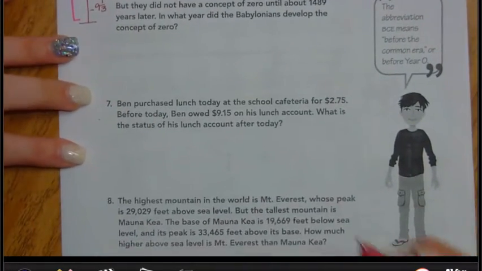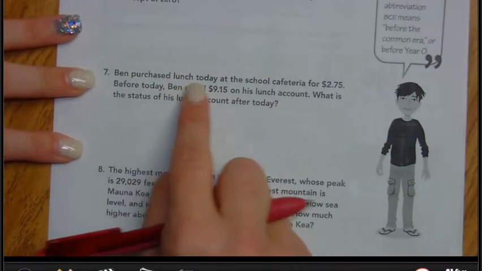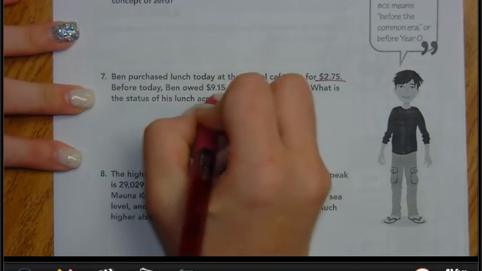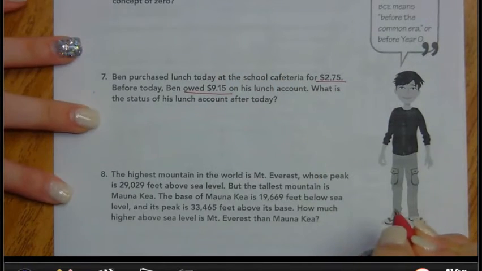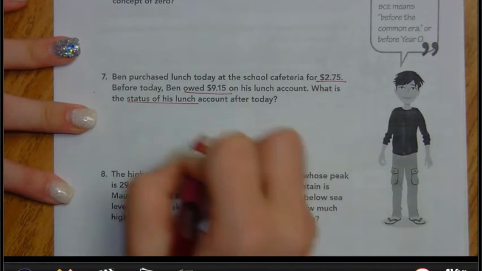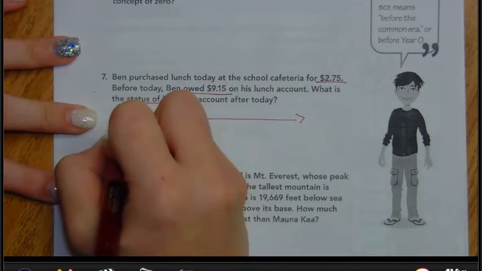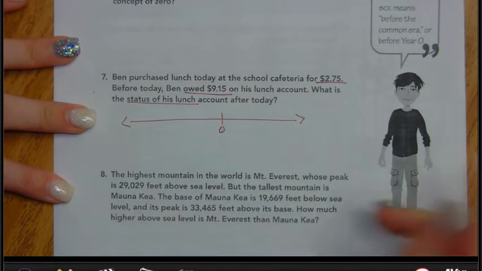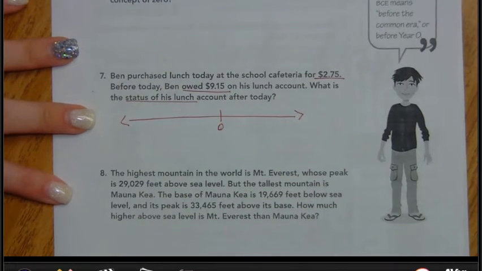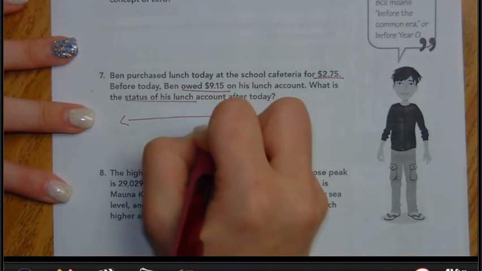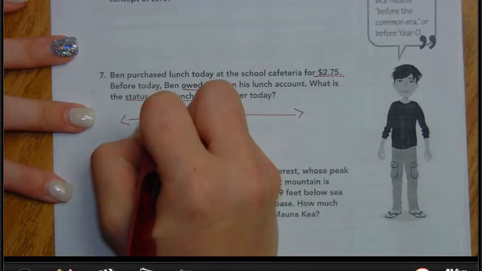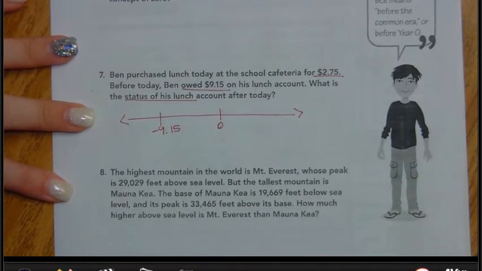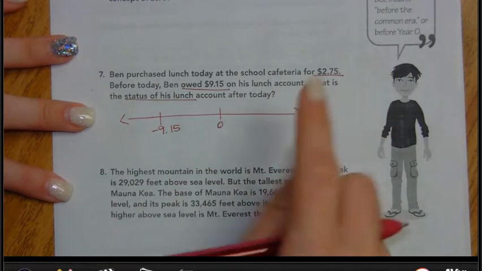Let's try one more, number 7. So Ben purchased lunch today at the cafeteria for $2.75. Before today, Ben owed $9.15 on his lunch account. What is the status of his lunch account? Okay. So let's say right here our balance is 0. Okay. Before today, Ben owed $9.15. So I owe negative $9.15. Okay, that's my balance on my account before today.